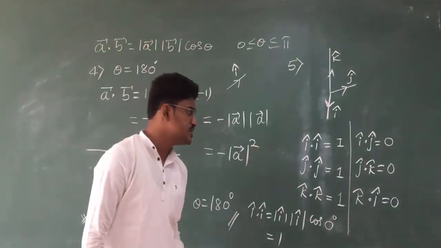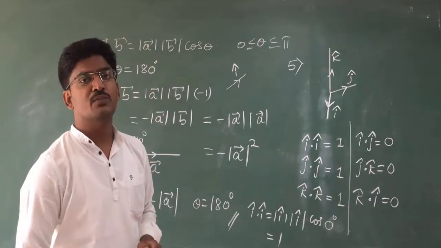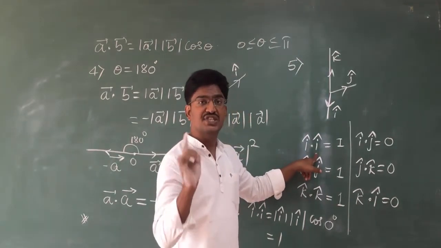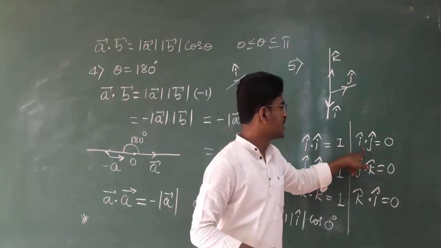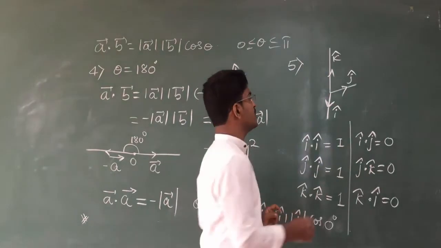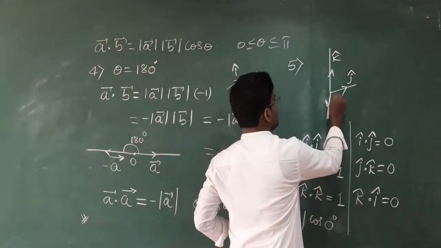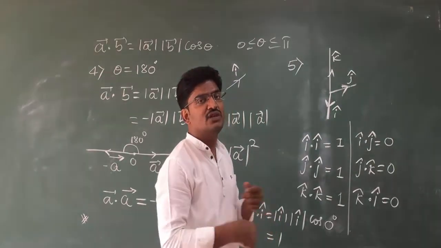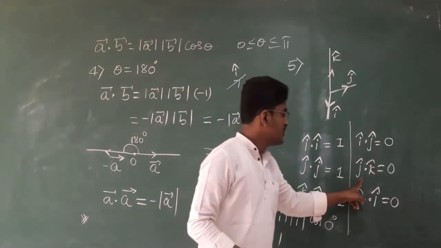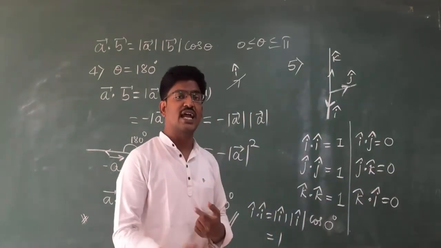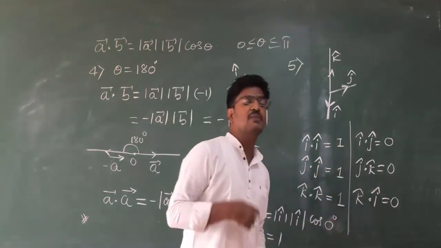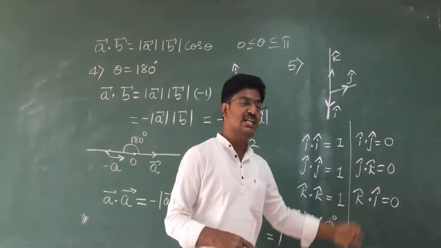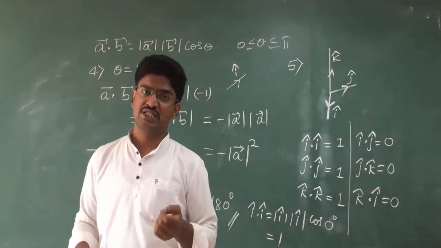This is the fifth observation, which is very, very important. Between these two vectors, the angle is 0 degree. Between these two vectors, the angle is 90 degree. Because here, this is i cap, this is j cap. They are mutually perpendicular, meaning the angle will be 90 degree. Between j cap and k cap, the angle will be 90 degree. Between k cap and i cap, the angle will be 90 degree. Clear? So if the angles are 90 degree, cos 90 is 0.